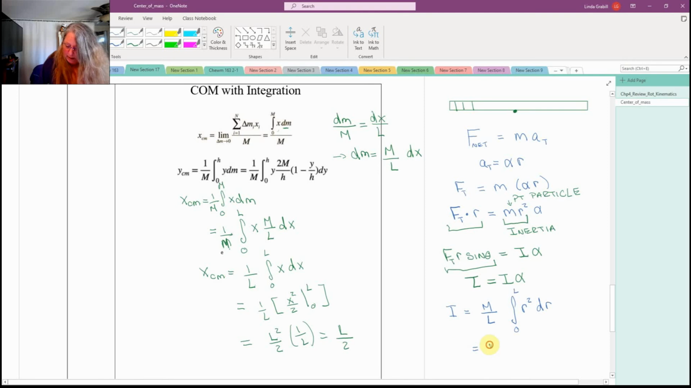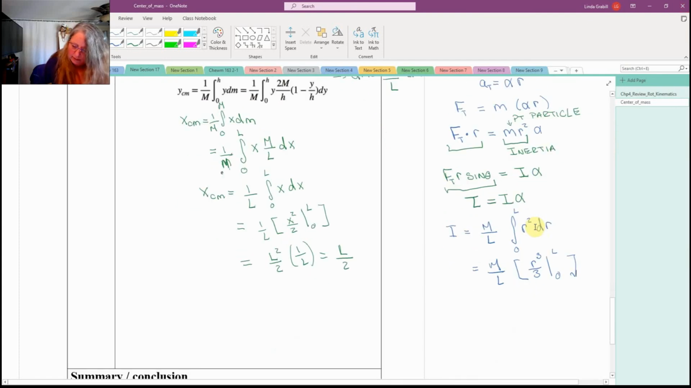So what I get is M over L times, I'm adding 1 to the exponent, just integrating, so r cubed, pulling the 3 down, divided by 3, evaluated from 0 to L. Close this off. And I get that my inertia would be, I'm going to have an L cubed go in for the r cubed, and so I'll have one of those cancel, so I'll get M times L squared over 3.